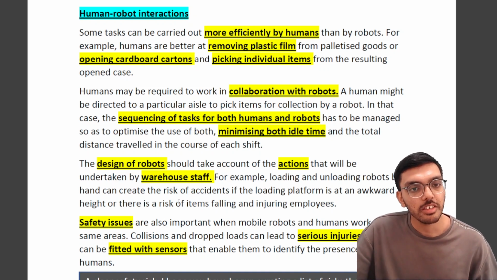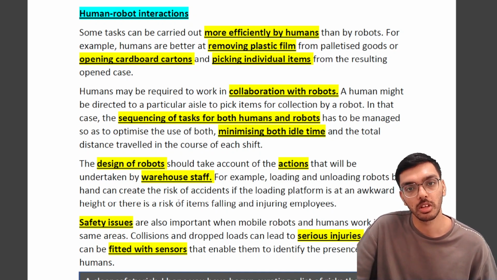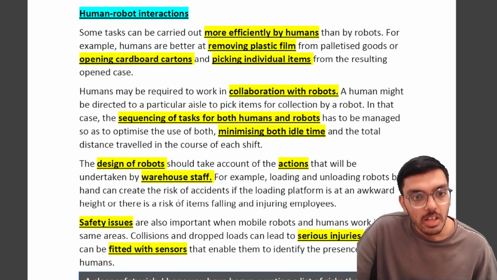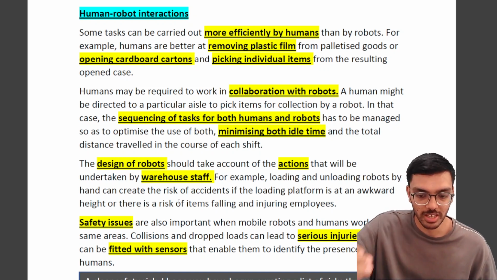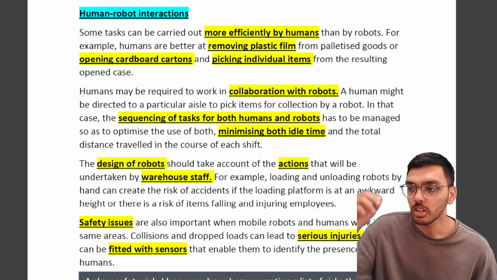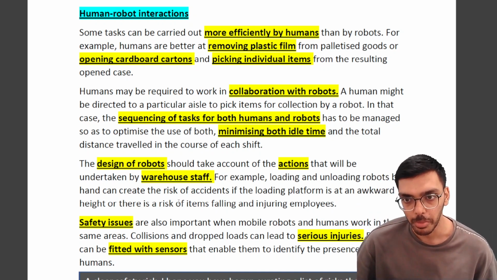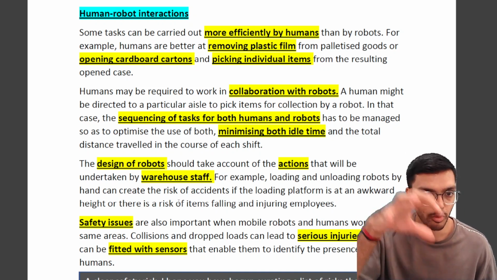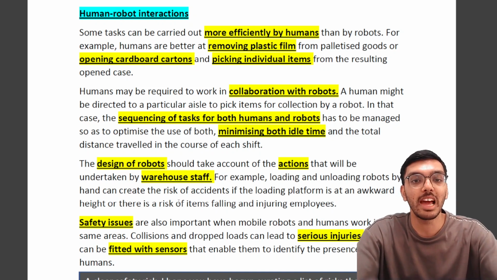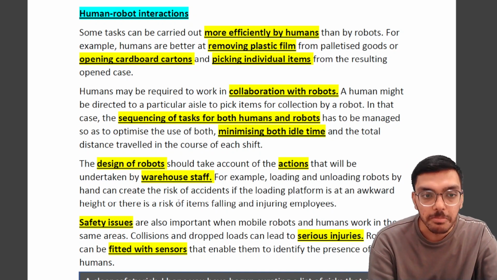In that case, the sequencing of tasks for both humans and robots has to be managed so as to optimize the use of both, minimizing idle time and the total distance traveled in the course of each shift. So the robot takes the human to the shelf, for example. The robot waits there for 15 seconds while the human picks the item, for example. The robot brings the human back. So sequencing of the task for the human, for the robot, both will have to be managed together so that there is less and less idle time.